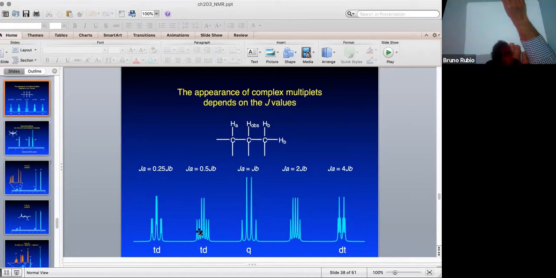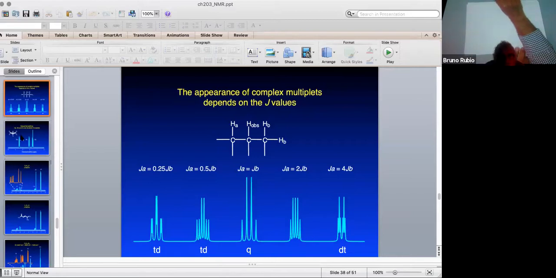Here I see 1, 2, 3, 4, 5, 6 components in this TD over here, but it's not a sextet, right? Because it does not follow the Pascal's triangle sextet ratio. Over here, I have 5 signals, 1, 2, 3, 4, 5 signals, but that's not a quintet because the intensity ratios do not follow the quintet pattern.